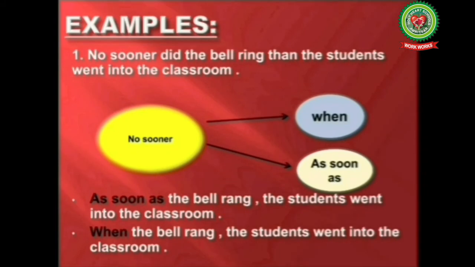Now students, here you can notice when we have used no sooner did, at that time the main verb, ring, is in present form. And when we are going to change into affirmative sentence, when we have used as soon as or when, at that time we have to change the main verb into past tense.